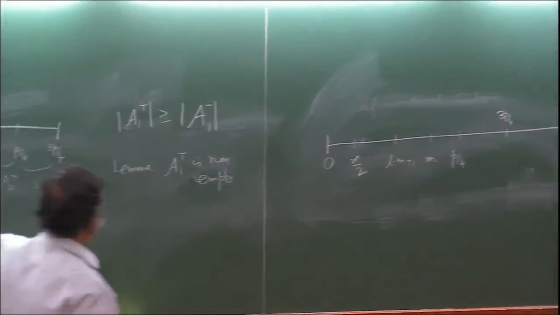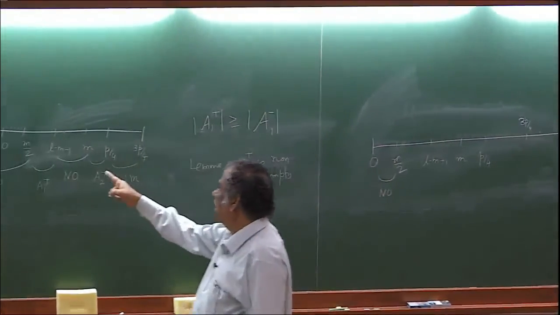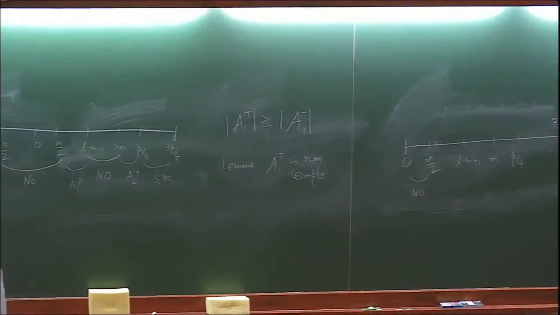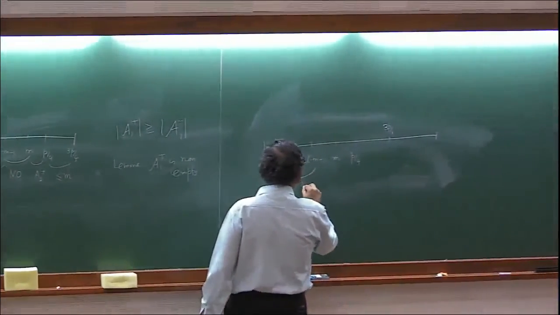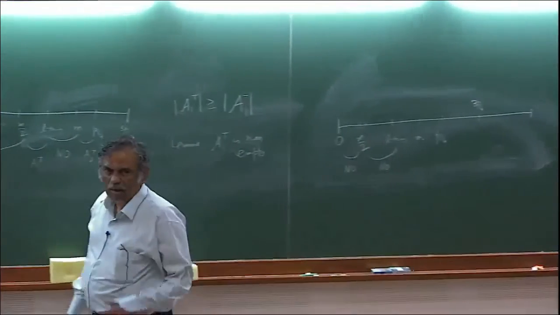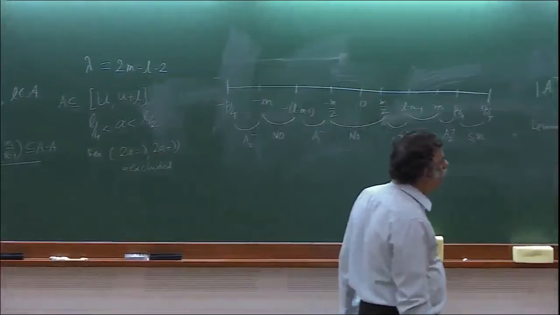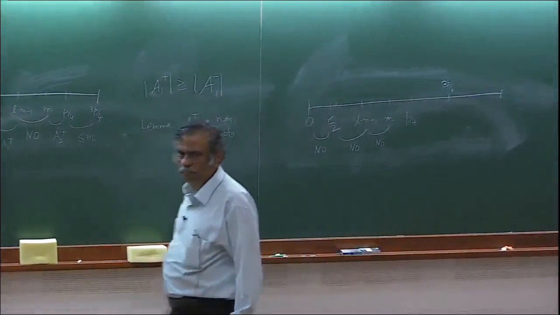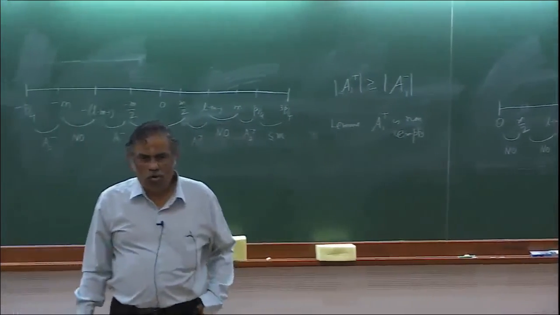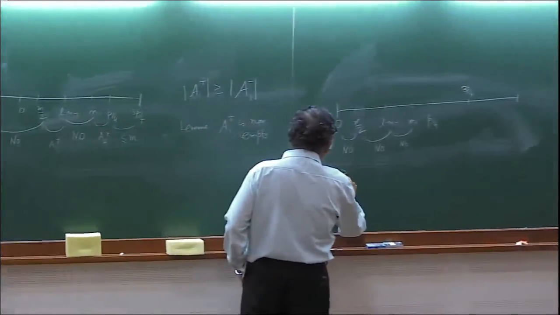The information is 0 to m by 2, there is a no. M by 2 to L minus m minus 1 is what is called A1 plus. And suppose A1 plus is empty, then this is also a no. And L minus m plus 1 to m is already a no. All of them are no. That essentially means that mu is bigger than or equal to m.